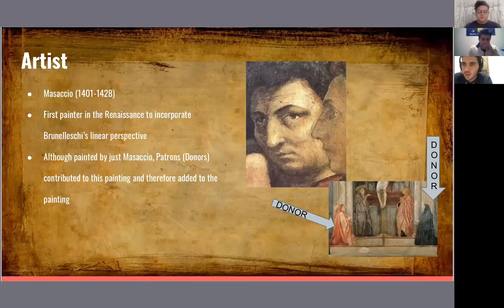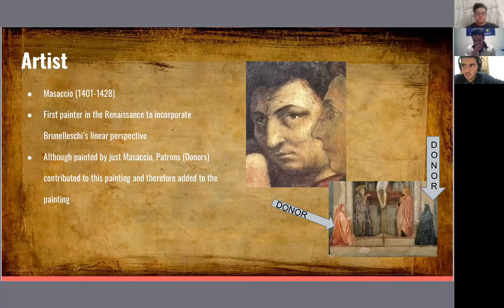For the artist, Masaccio was born on December 21st, 1401, and died in the year 1428. He was the first painter in the Renaissance period to incorporate Brunelleschi's linear perspective. Although he painted the Holy Trinity, he had patrons who were in the art that contributed to that painting.